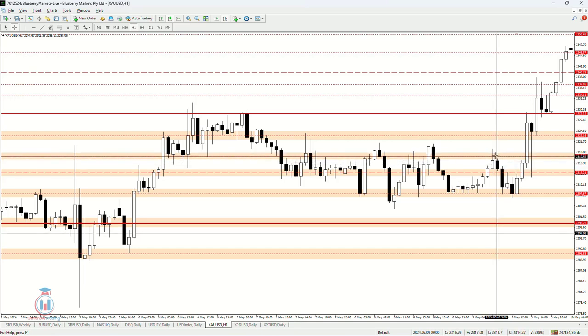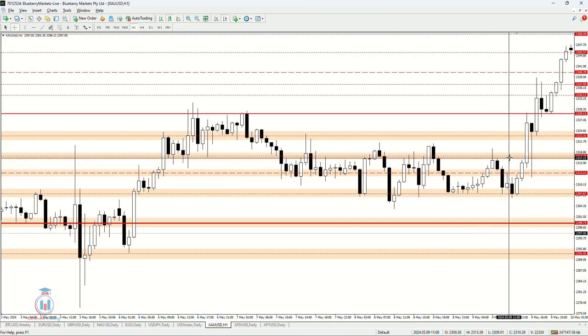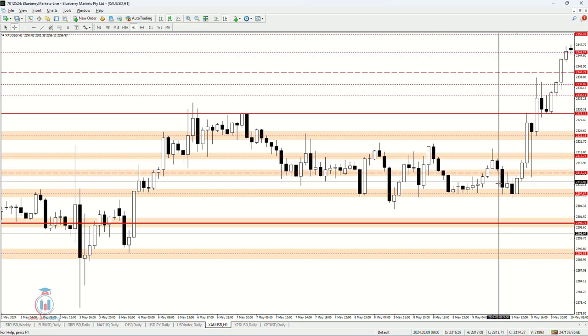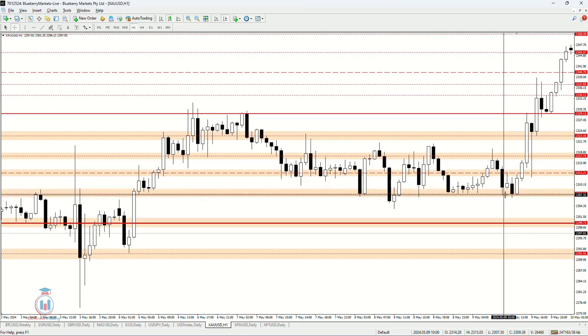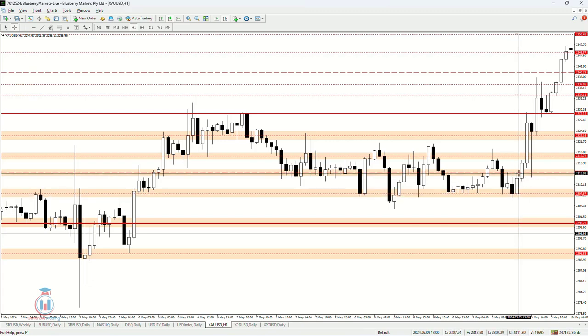The price has reached this resistance level. After that, the price needs to make a breakout above this resistance or below the support, and it created this one, a bearish breakout, which has already reached the target. So in this case, we need to watch how the price will create a bullish or bearish breakout below this one or above this one.